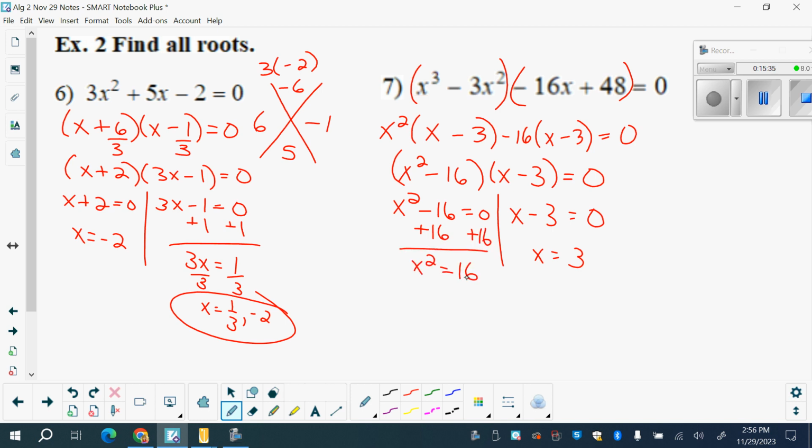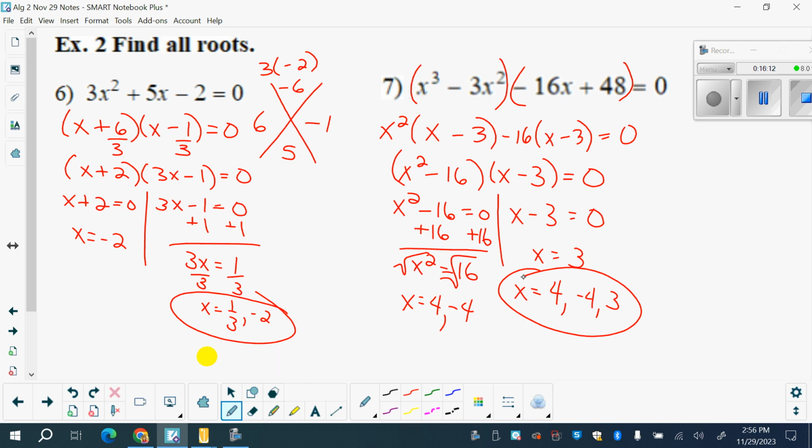X squared is 16, and then take the square root. Got to get two answers. What are the two answers? 4 and 3. What's my other answer here? I want 3 answers total. This x squared equals 16. I need 2 answers here. 4 and -4. Really easy to forget that -4. So 4, -4, and 3 are my answers.